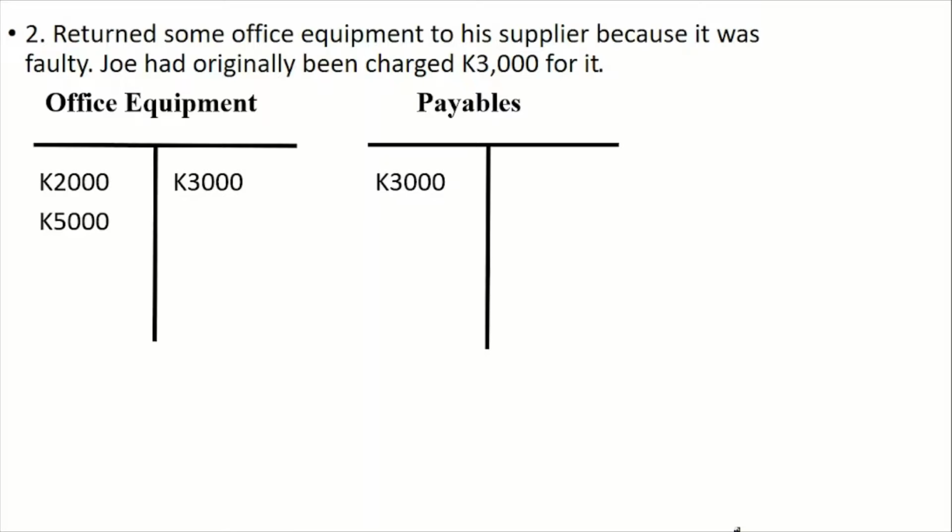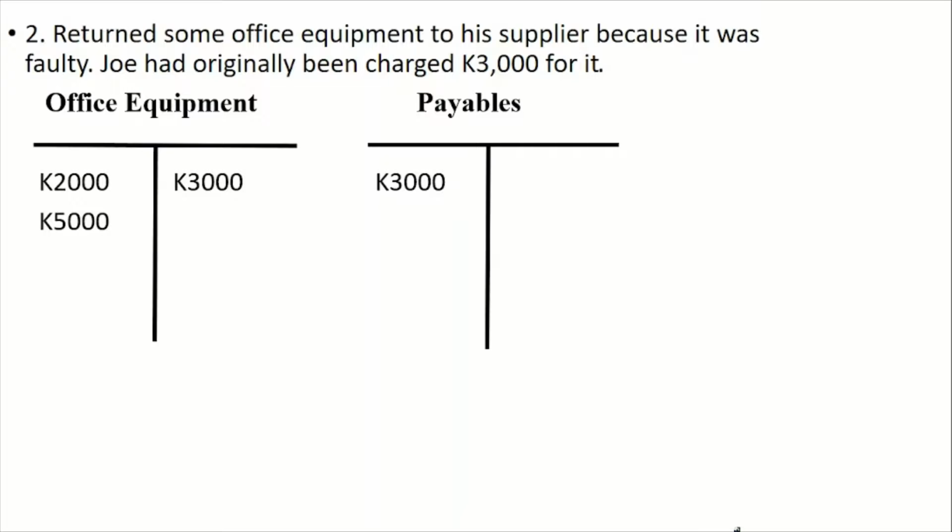Remember, we have already debited the office equipment account with 7,000 kwacha, part 2,000 kwacha and the other part 5,000 kwacha. So how are we going to record this 3,000 kwacha? Well, since he returned office equipment and office equipment is an asset, then that asset reduced by how much? 3,000 kwacha. And when you reduce an asset, you are going to make a credit entry. So we are going to credit the office equipment account with 3,000 kwacha.